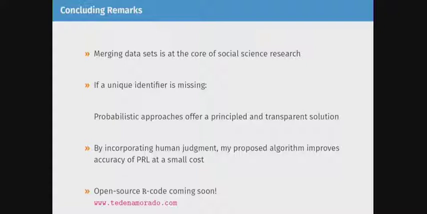And then all these functions that implement the active learning approach are going to be made part of the R package that we released a couple of years ago, FastLink. Thank you.